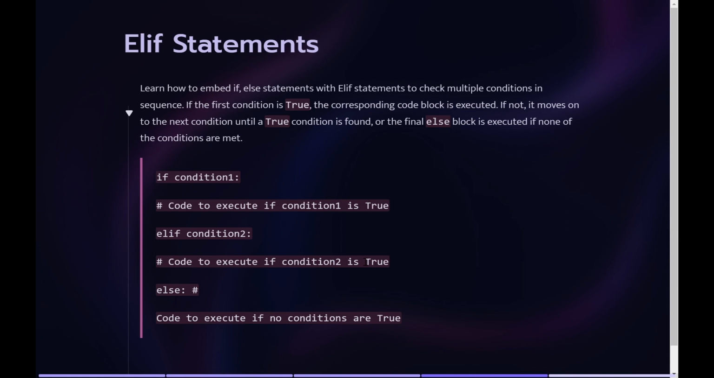Moving on to the elif statements. Elif statements are nothing but a short form for the else and if combined together. So instead of writing else and the if, we combine it into elif. And the syntax is the same. We'll have elif and the condition, and then we'll have the code segment that needs to be executed for the elif part. Let us look at an example now.